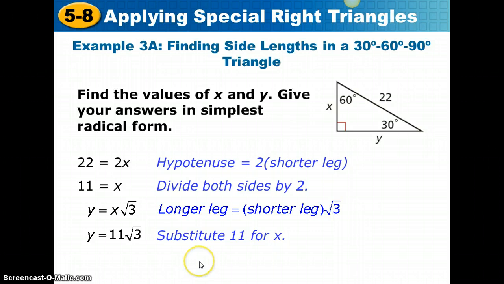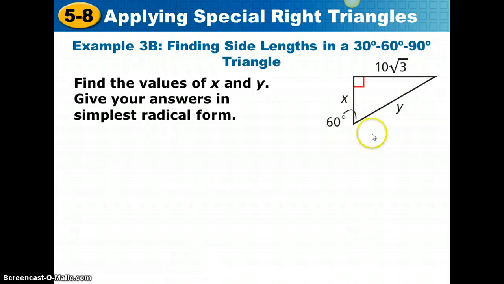Let's take a look at example 3b. In this example, we've got another special right triangle where the 60 degree angle is here. That would make the 30 degree angle here. So the shorter leg is called x, but this side that they call y is actually the hypotenuse. The longer leg here is called 10 root 3. So make sure you understand these are in the correct positions. X is the shorter leg, 10 root 3 is the longer leg, so we have to find y, the hypotenuse.